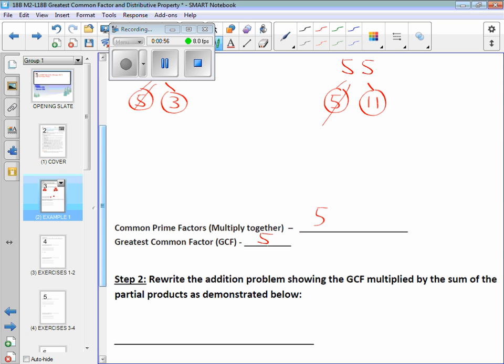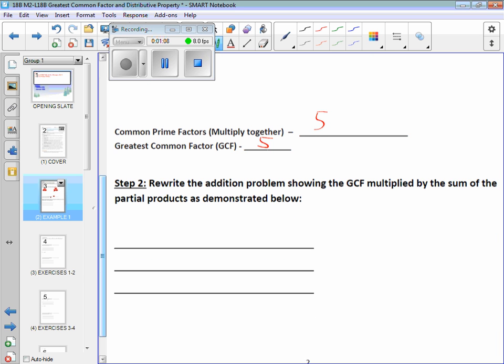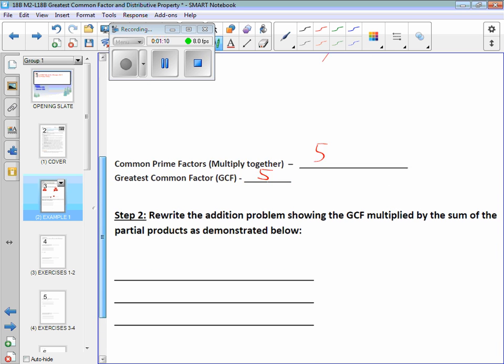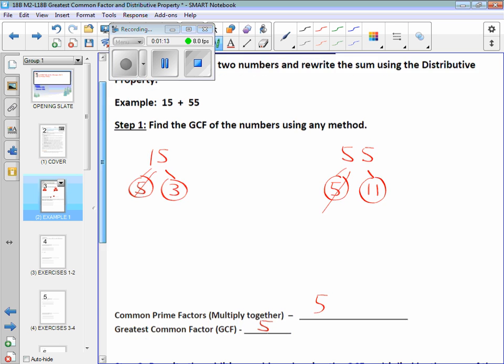Okay, so now here comes the new part. Do you remember the distributive property? If you forgot about it, watch how we're going to kind of work backwards and it will ring a bell. It was on your last test. Write the original problem, 15 plus 55.